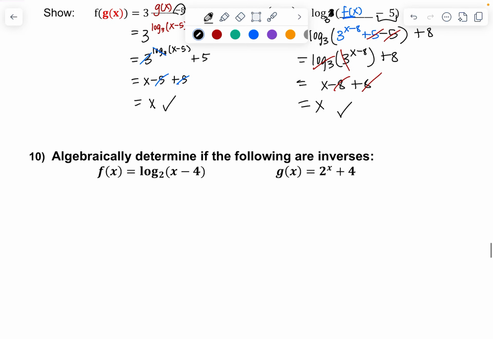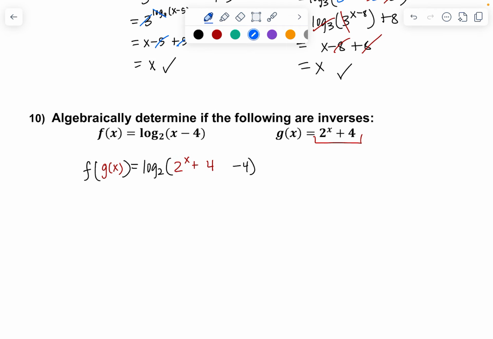Okay, so let's do one from the top. And so let's do f of g of x first. F of g of x equals log base 2 of, and then I'm going to leave a blank where x was. Leave a pretty big blank, because we're going to put g of x in its place, which is 2 to the x plus 4.